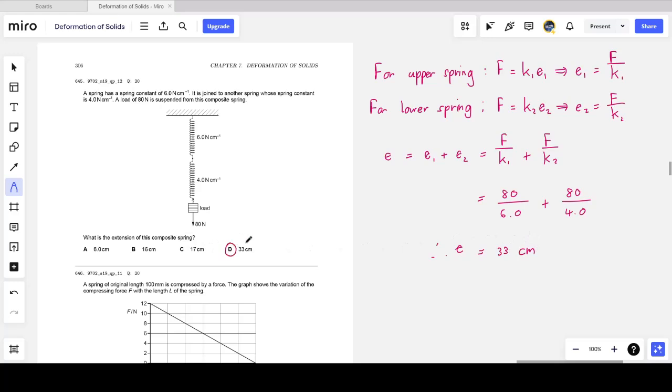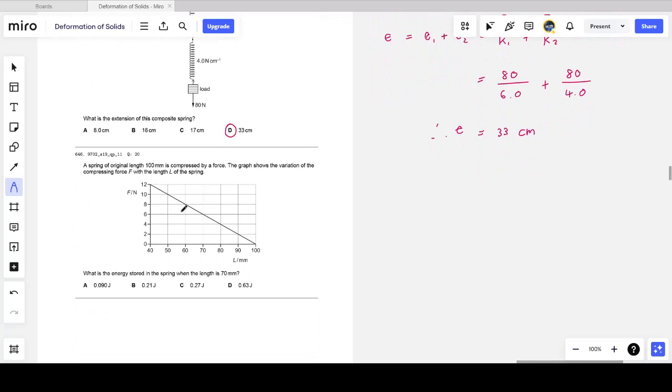So you can remember the equation for springs in series and springs in parallel, or you can derive them if you are uncertain about how to remember what the total spring constant, or the effective spring constant, would be. But essentially the total extension of the spring will be 33 centimeters. So the load is going to be applied to both of the springs equally.